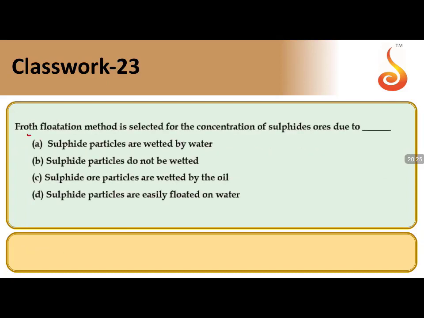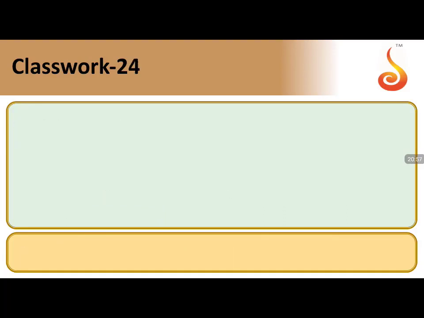23rd question. The froth flotation method is selected for concentration of sulfide ores due to what? What is froth flotation? Difference in the wetting nature. Oil plus water will be there. Ore goes into the oil, impurity goes into the water. So the wetting nature of ore and impurity differs. So we can see the sulfide ore particles are wetted by the oil. This is the answer where the froth flotation process can be explained. So the answer should be option C.